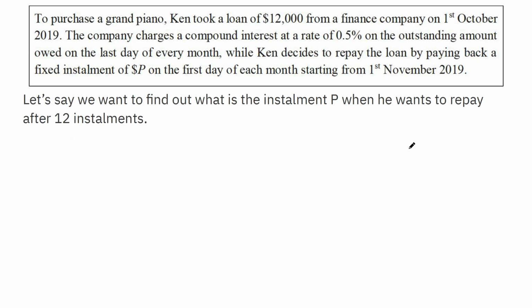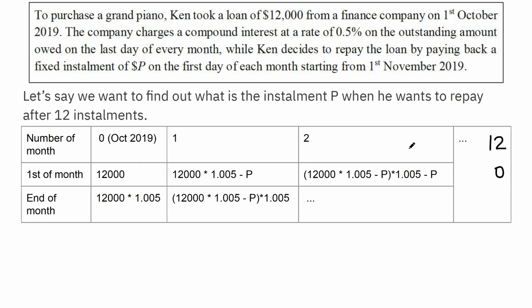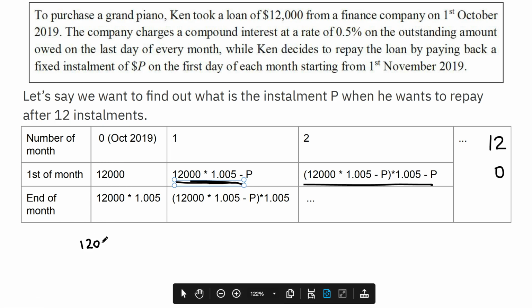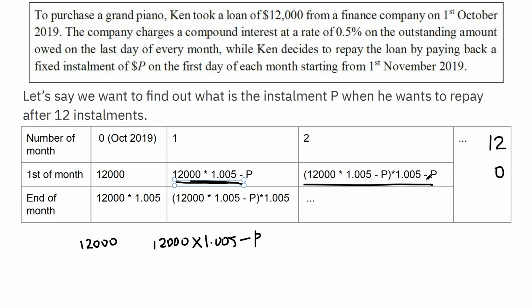So let's try and investigate the pattern. Since we want the number at the first of the 12th month to become 0, we can investigate these numbers over here. At the start, it is 12,000. And then we multiply by 1.005 and then subtract P. Then we multiply by 1.005 and subtract P again. We can follow this same pattern until we reach the 12th month.